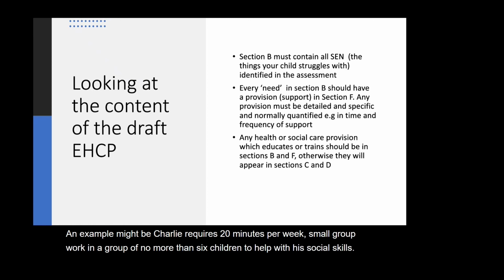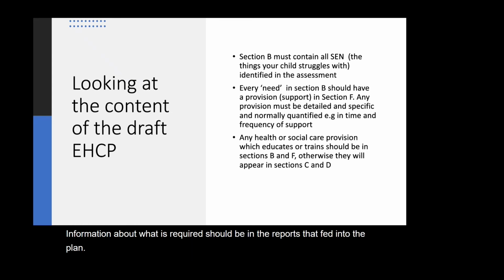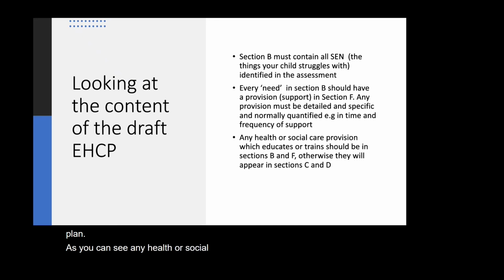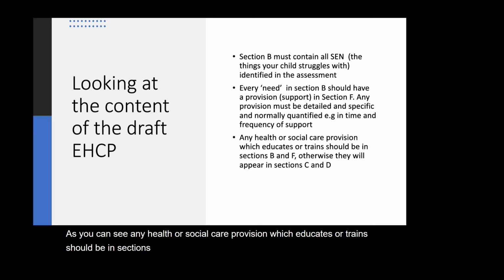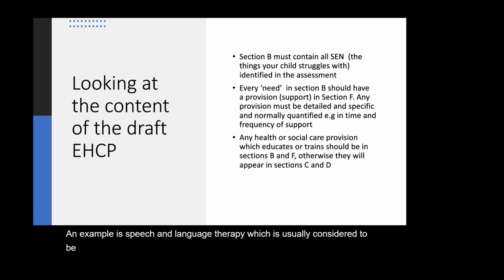Information about what is required should be in the reports that fed into the plan. As you can see, any health or social care provision which educates or trains should be in sections B and F, otherwise they will appear in C and D. An example is speech and language therapy, which is usually considered to be special education provision.